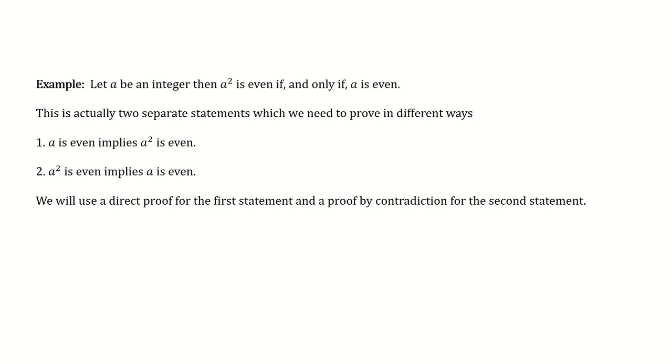Suppose A is an integer. Then we want to prove the hypothesis that A squared is even if and only if A is also even. This is actually two separate statements for which we need two different proofs. The first is that when A is even, this implies that A squared is even. For this we'll use the method of direct proof. The second is that A squared is even implies that A is even, and here we'll use the method of contradiction.